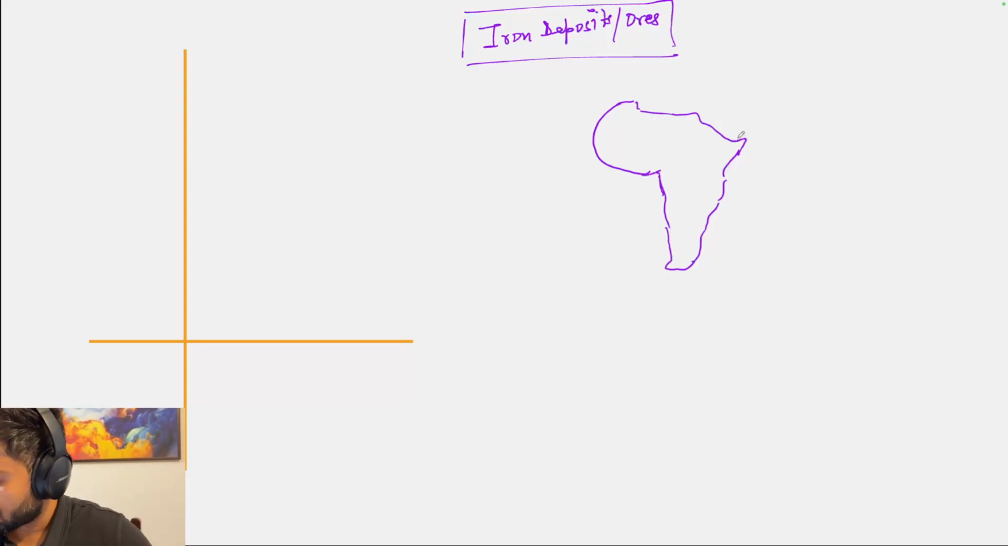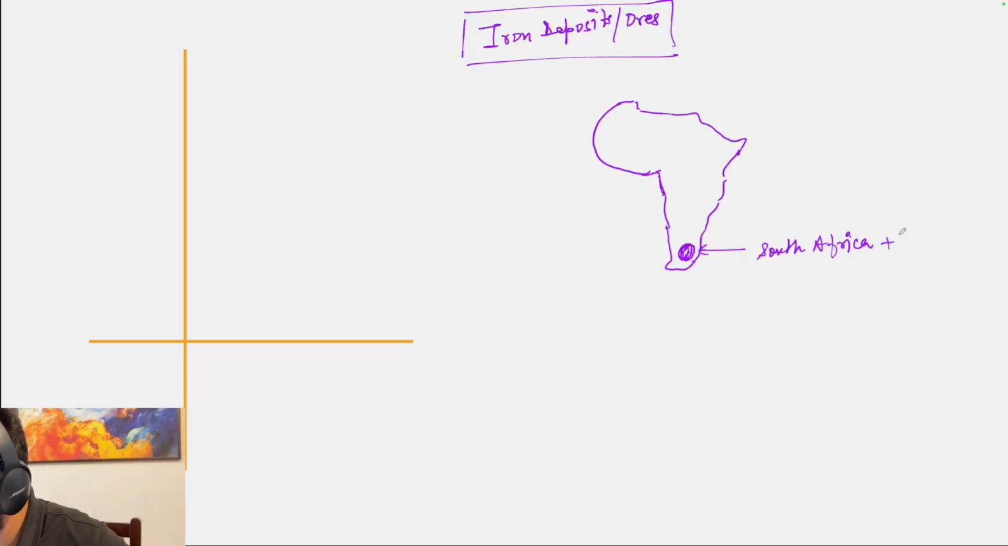So iron ores, let's see the iron ores. The most important region would be the southern part of Africa. Southern part of Africa means South Africa, Zimbabwe and all. So let's see this part, which comprises of obviously South Africa, Zimbabwe. If you see, this country is Zimbabwe. So South Africa, Zimbabwe region.